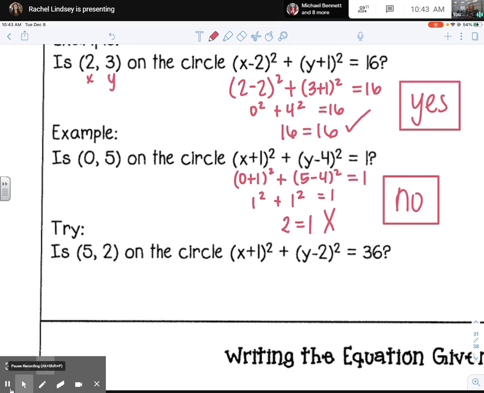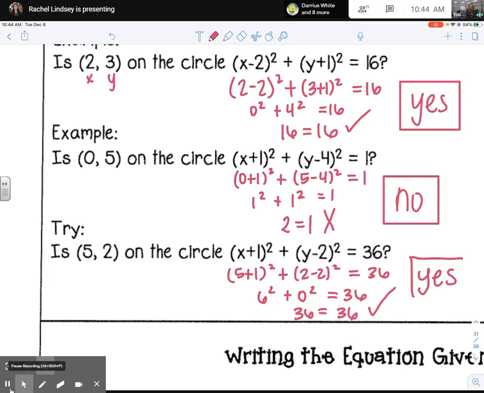Same thing on the last one, (5 plus 1) squared plus (2 minus 2) squared should equal 36. 5 plus 1 is 6. So 6 squared, 2 minus 2 is 0. So 0 squared. What's 6 squared plus 0 squared? 36. Does 36 equal 36? Yes.